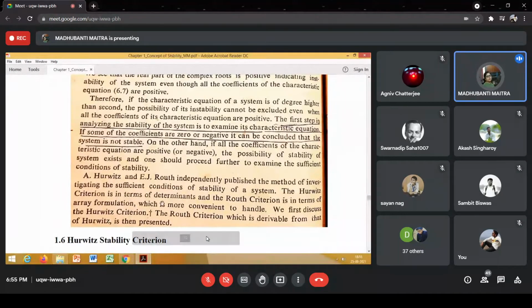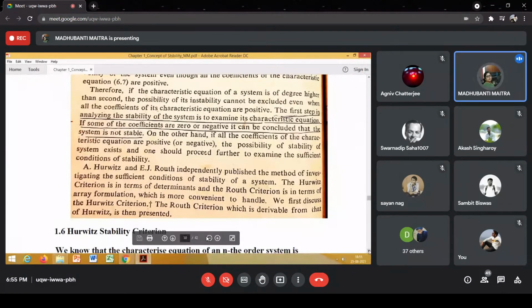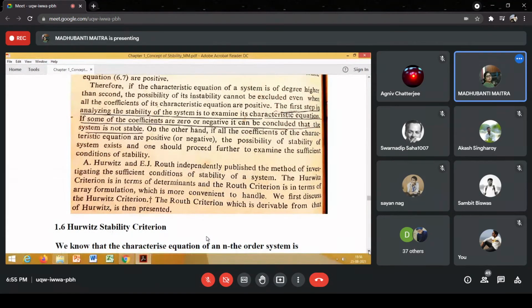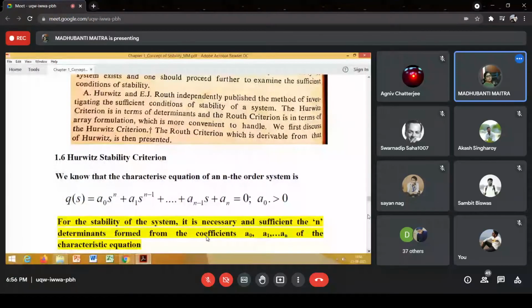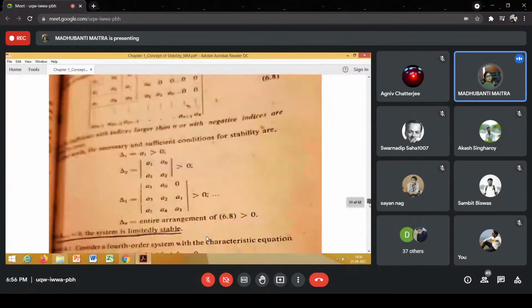The Hurwitz criterion, you'll see, is in terms of determinants, and the Routh criterion is in terms of array formulation, which is more convenient to handle. So Routh's criterion is an easier technique which can be used very easily. That's why first we'll learn Routh's criterion, and after discussing it in detail, we'll come to Hurwitz criterion, right? So I'll come to this section after discussing Routh's stability criterion.